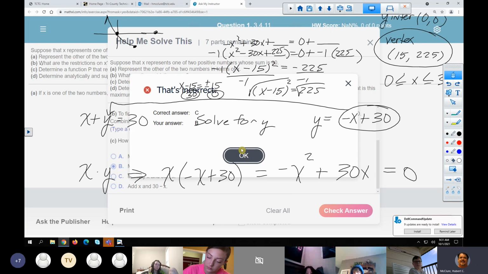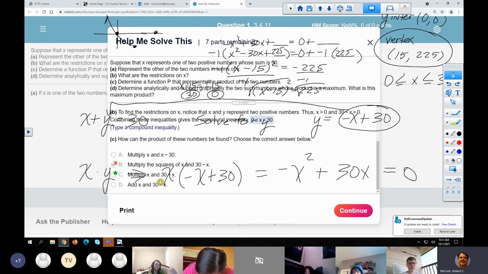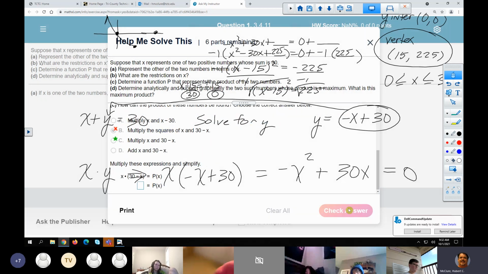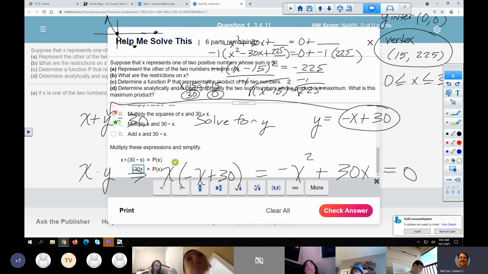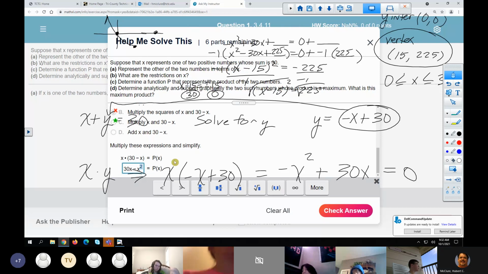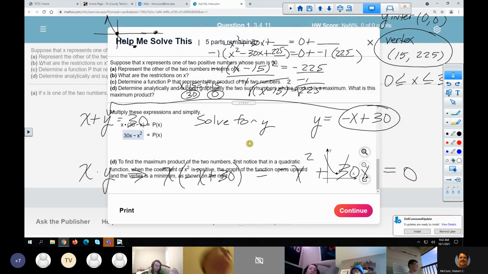Okay, whatever. What's the answer? I said B. No? Correct answer is C. That may be where my problem is. 30 minus x. Okay, I'm sorry. I picked the wrong one. Multiply these, you get 30x minus x squared. That's not what I got.